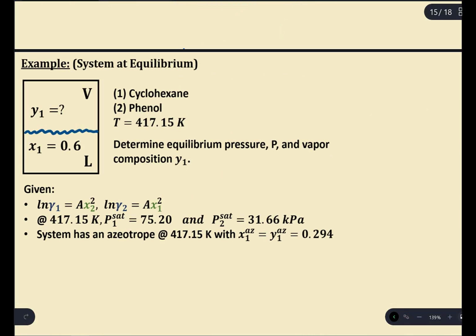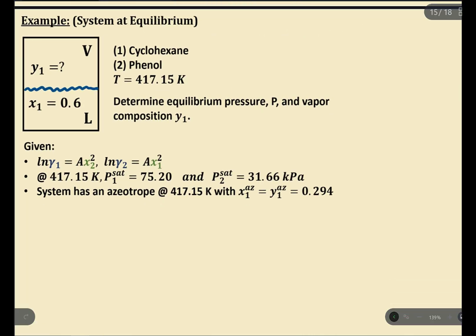Now we have another problem where again we have two components, cyclohexane and phenol. In this case, we know the composition in the liquid phase, so x1 is 0.6, and we know the temperature, 417.15 K. It's asking you to determine the equilibrium pressure, P, and the vapor composition, y1. So we're starting with a liquid, and we're going towards a vapor.